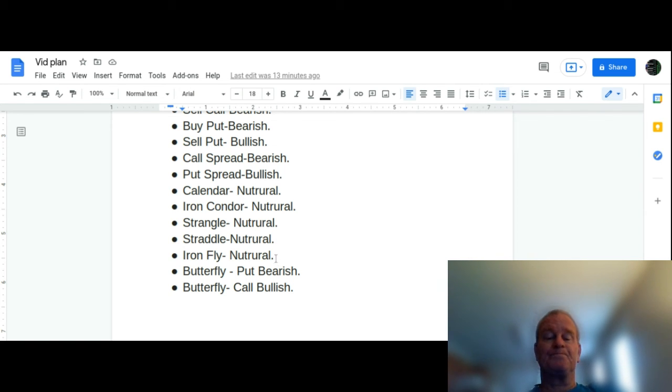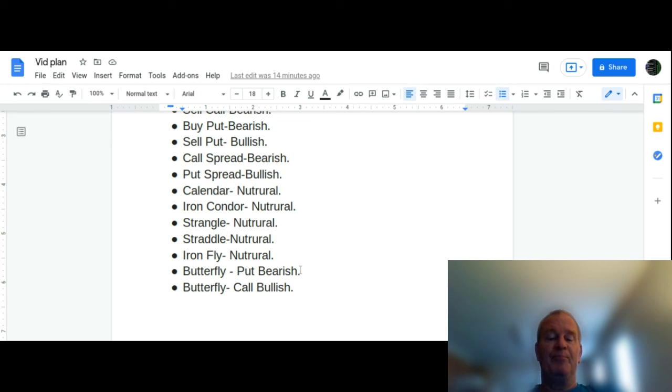Iron fly. It's kind of the same thing as an iron condor, but it also kind of sets up like a straddle because your two short strikes are going to be at the money. For example, let's take a $50 stock again. You sell the $50 call, the $50 put, but then you might want to go out and buy the $40 put and the $60 call, $10 away, to limit your risk in case this thing goes against you big time.